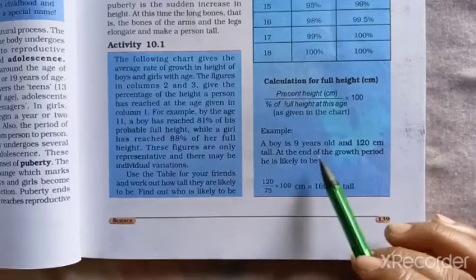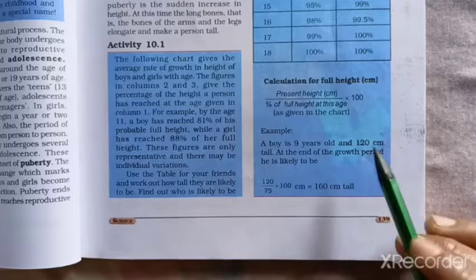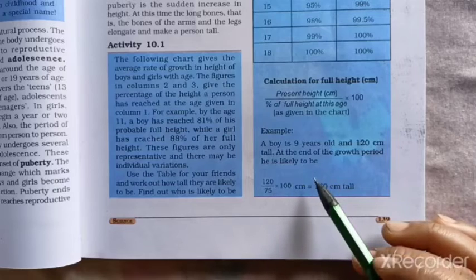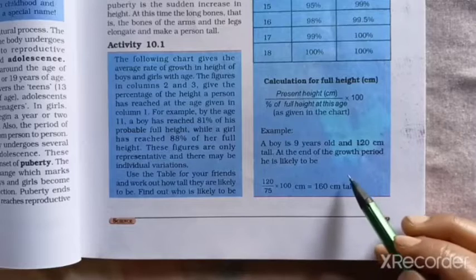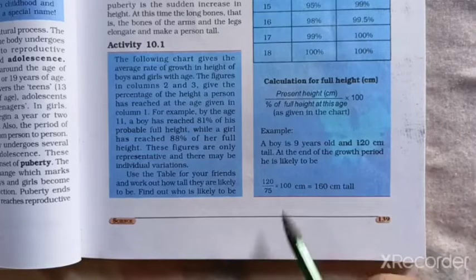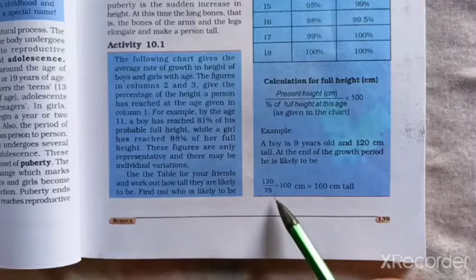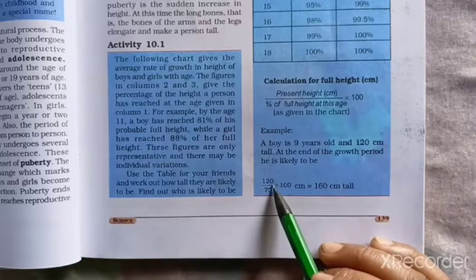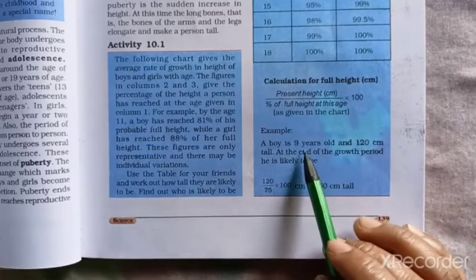So here the age of the boy is given as 9 years old, and the present height of this boy is 120 centimeter. So here we have to calculate what he is likely to be at the end of the growth period. 120 centimeter is the present height of the 9 year old boy.